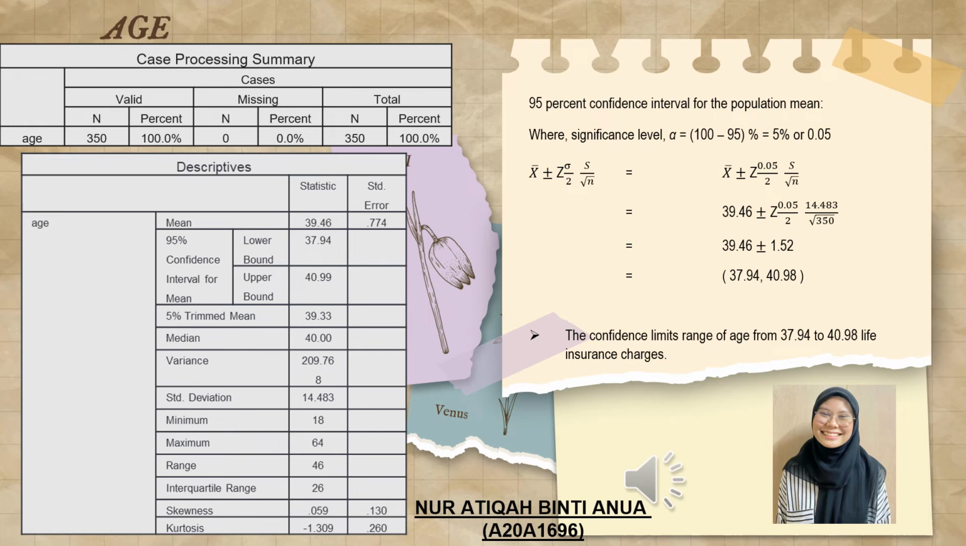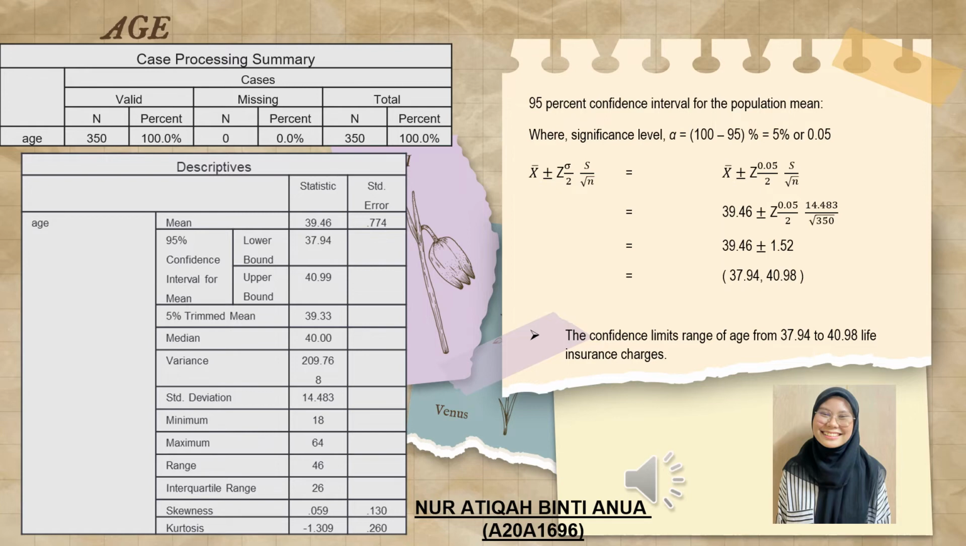This is the confidence interval for X, and this is the table. I got it from SPSS. From the SPSS analysis, we got the 90% confidence interval for the population mean, where the significance level is 100 minus 95%, which gives 5% or 0.05. This is the formula I used. Lastly, we got the result.